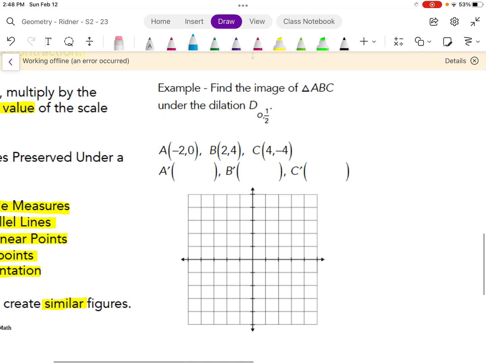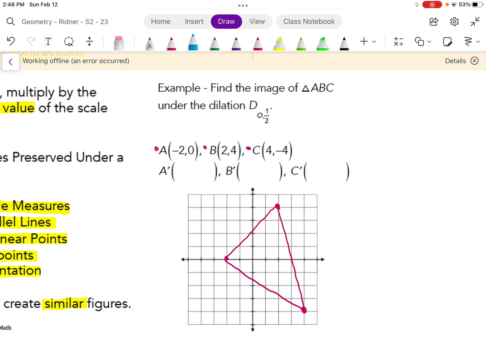All right, one more example. This time we're going to dilate, so we're going to get smaller. So -2, 0, 2, 4, and then 4, -4. These are our original. All right, and this time we're going to dilate by 1/2.